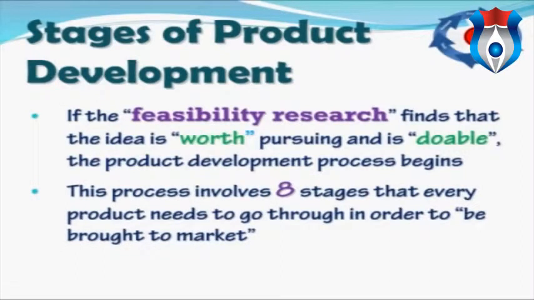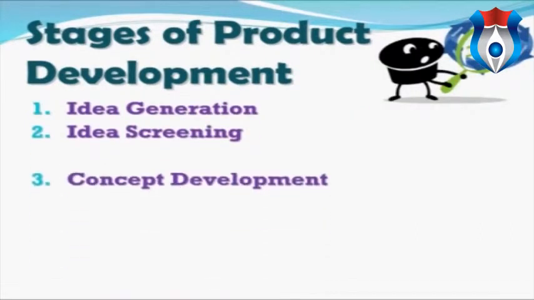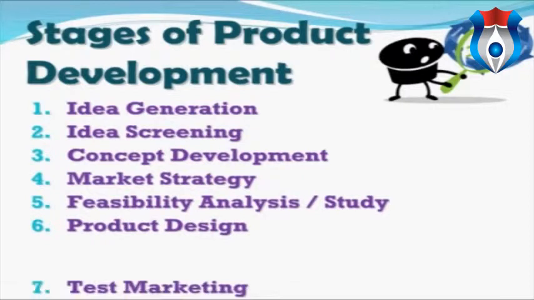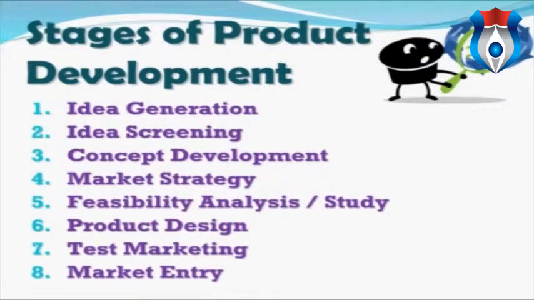So if the feasibility study finds that the idea is worth pursuing and that it is doable, the product development process begins. This process involves 8 stages, and every product needs to go through each of these 8 stages in order to then be brought to the market, in order to be sold to consumers. So the stages are as follows: idea generation, idea screening, concept development, market strategy, feasibility analysis or study, product design, test marketing, and market entry.